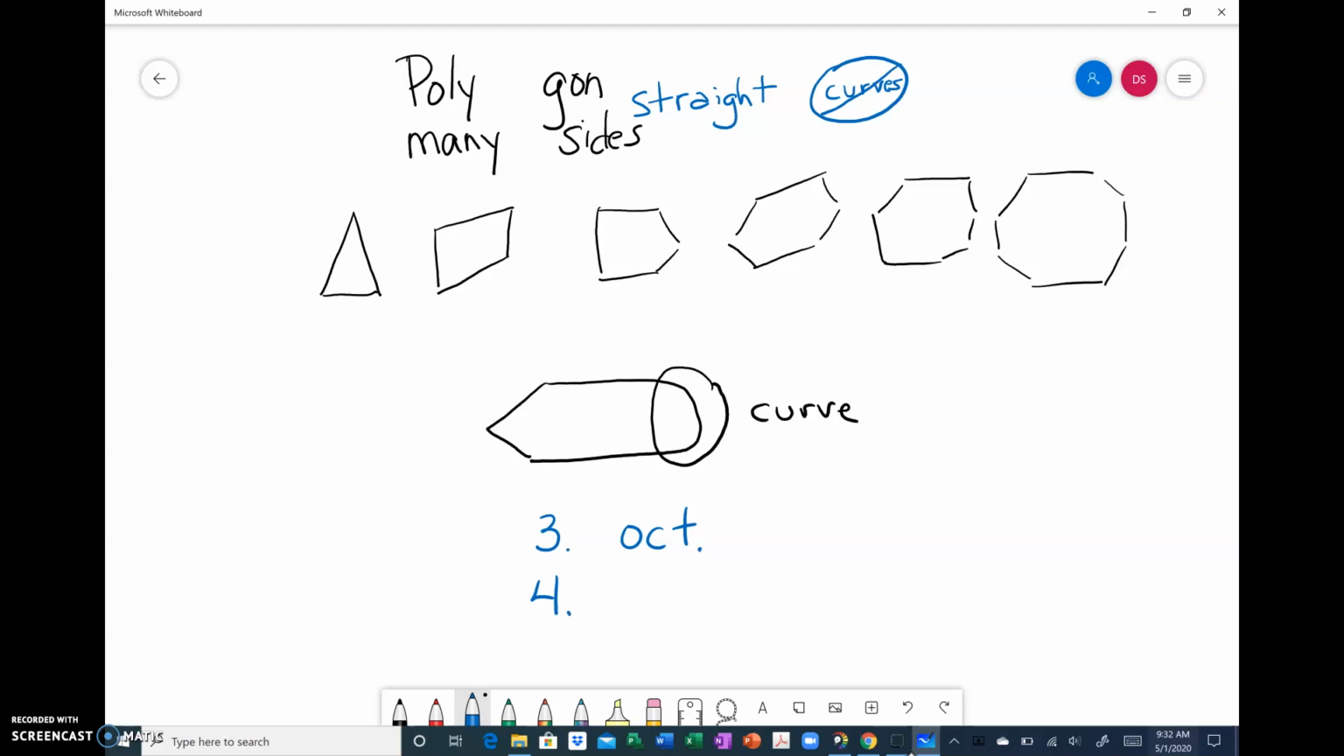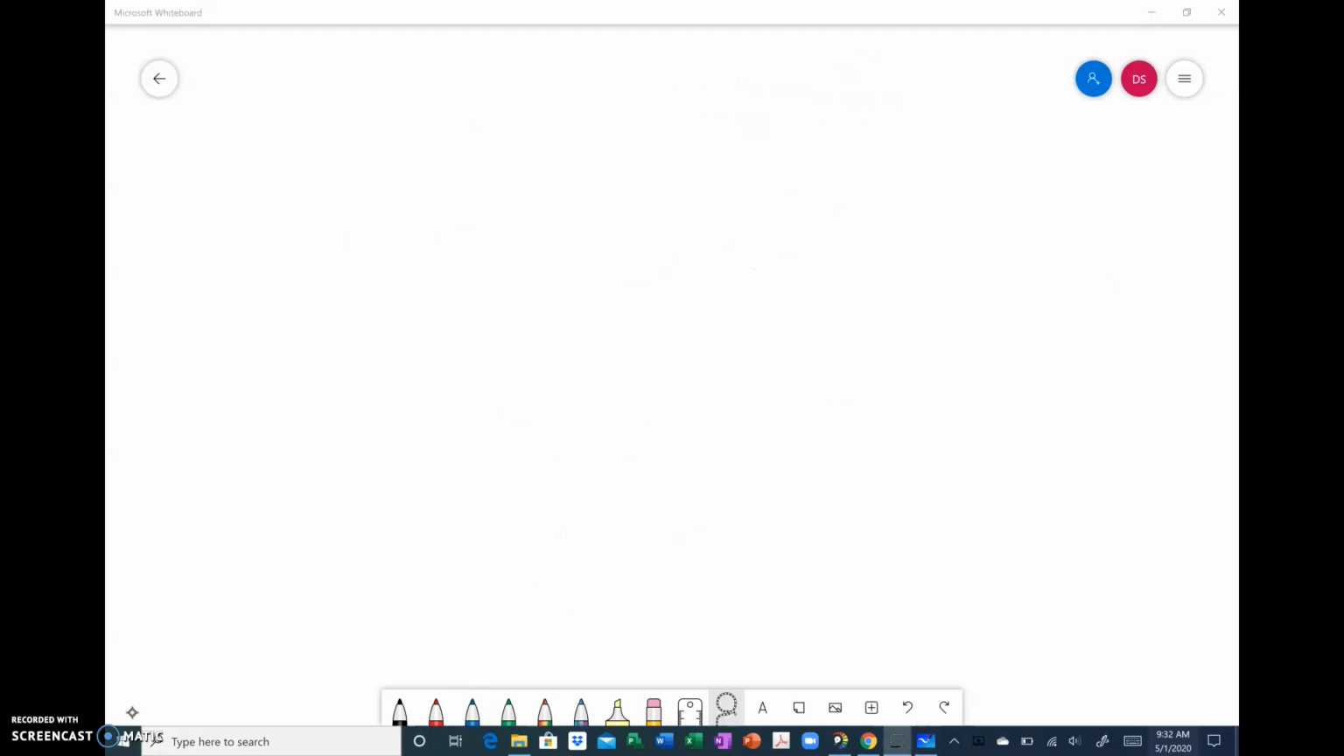Number 4 is an oval. It has curves. It is not a polygon, so you would answer no. One other bit of information you have to have in 10.4 is the term regular polygon, and you will see this at the top of 531.